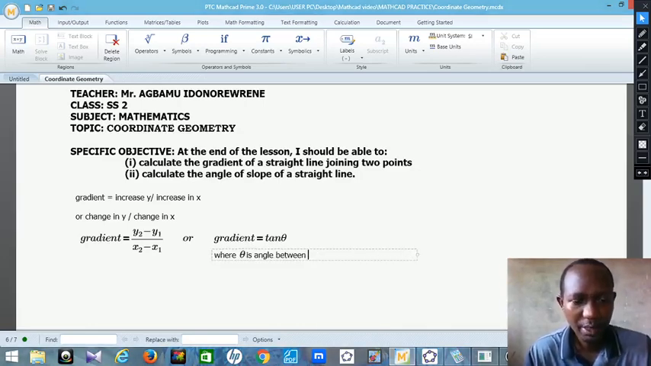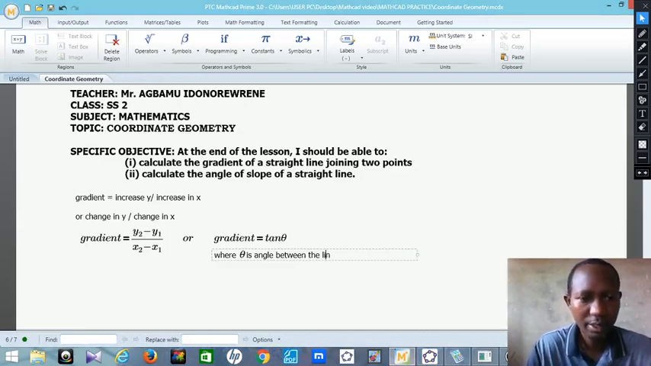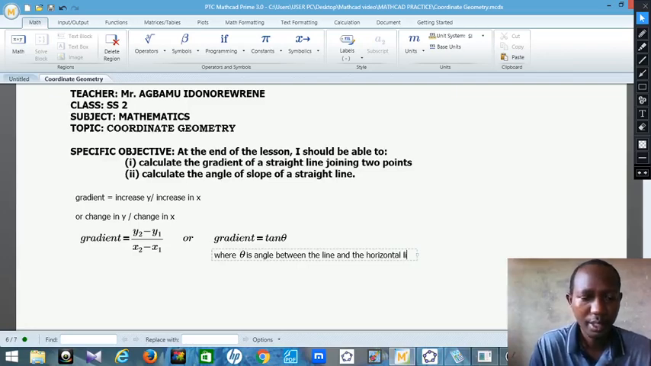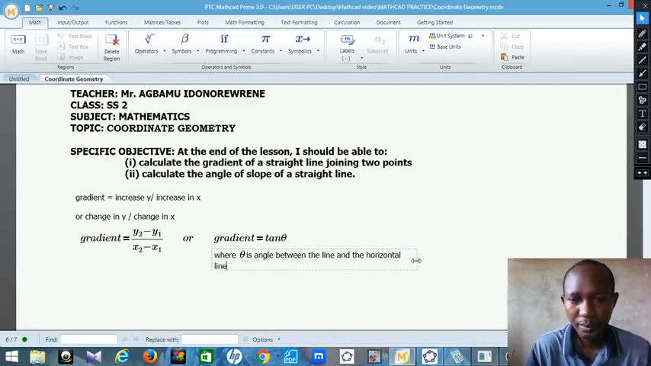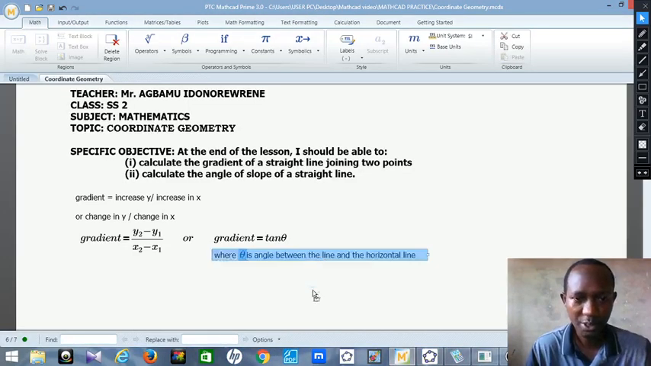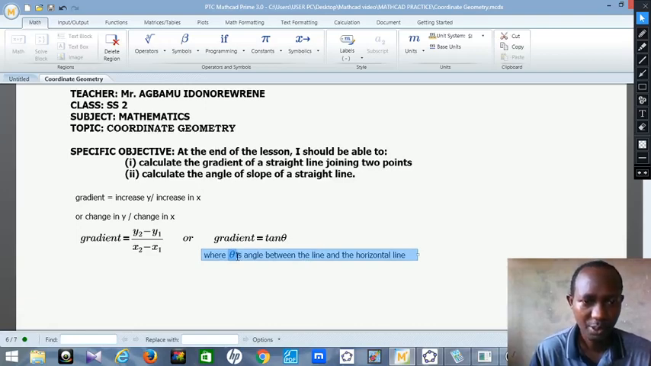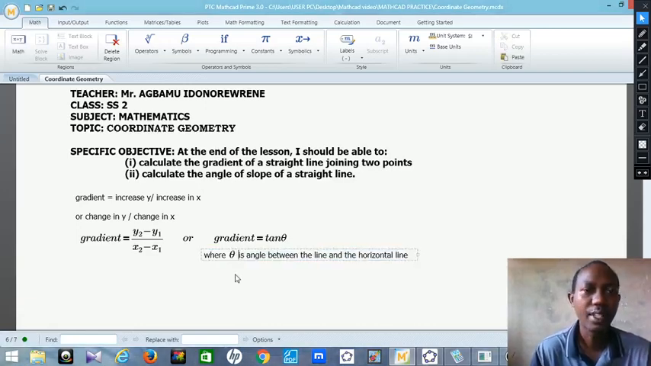the angle between the line and the horizontal. It's always horizontal, don't use vertical. The angle between the line and the horizontal line. So this is the meaning of theta. You can also use this, it's the same result you will get. If you use this, you are getting the same result. So just take note of that.